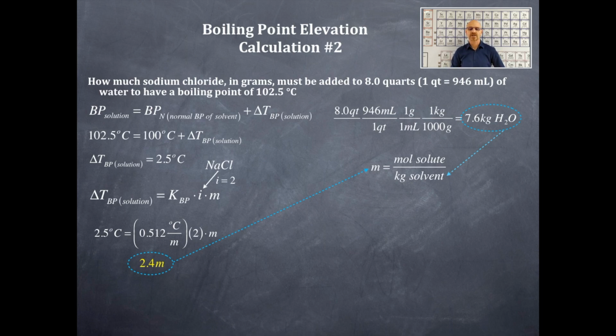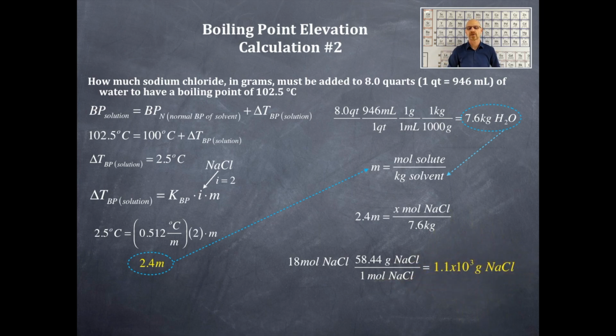Hopefully that's okay for you so far. I'm going to plug those numbers in right here. I got 2.4 molal is equal to X number of moles of sodium chloride divided by the 7.6 kilograms of water. Rearranging this and solving for the moles of sodium chloride, I got 18 moles of sodium chloride. Now the problem is asking how much mass it is. So I'm going to take these 18 moles of sodium chloride, use the molar mass of sodium chloride to obtain the mass, and here is my number. That's 1.1 times 10 to the 3 grams of sodium chloride, my answer for this problem.